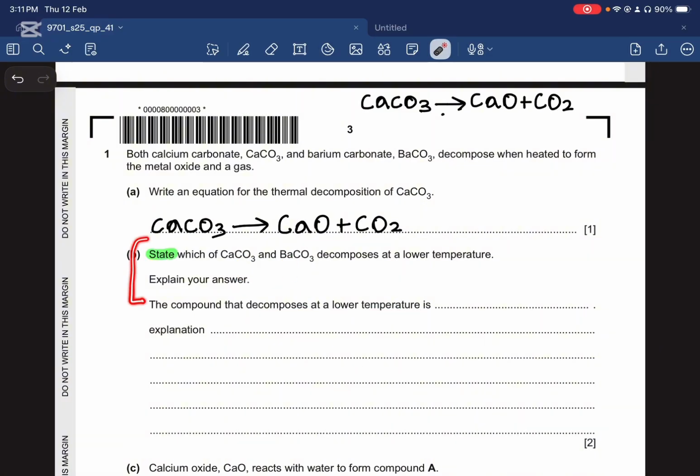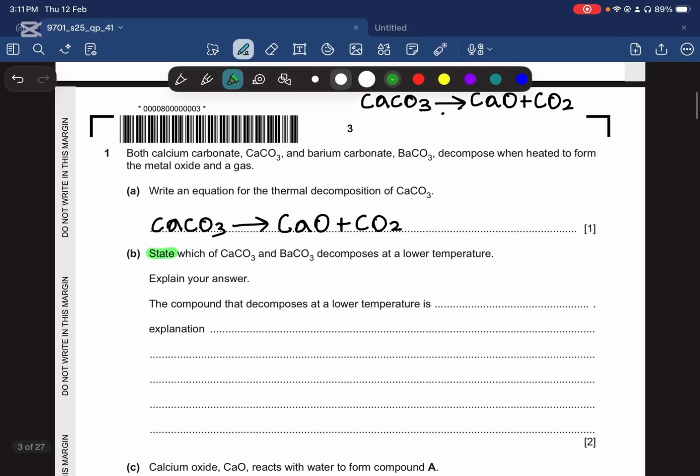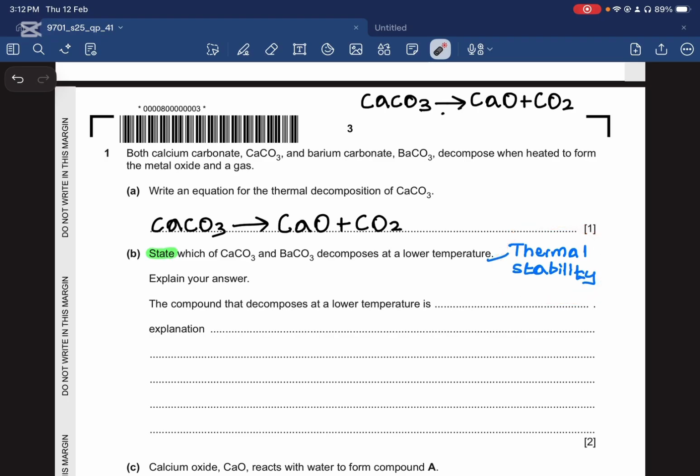What is this question making us do? It's making us compare which group 2 metal carbonate is breaking down at a lower temperature. This is a question from the thermal stability of group 2 carbonates. Now, how did I just figure that out? How is it thermal stability? Well, it's simple. Think about it. What do we mean by something being thermally stable?